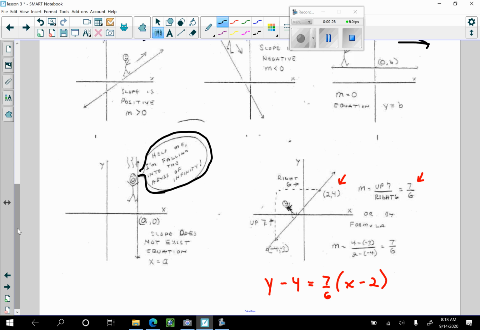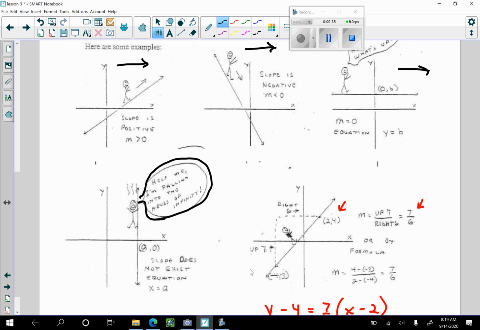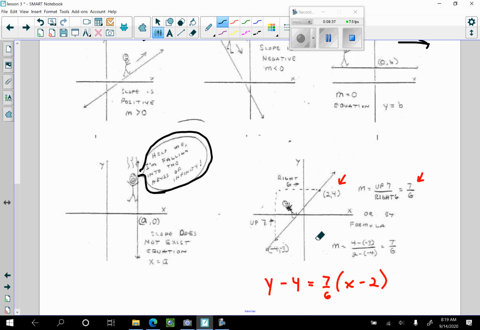Okay, so this is very easy. Positive slope, negative slope, zero slope, no slope, slope undefined. See, you can always use Stickman. Little Stickman's got a little backpack on him right here, to actually find the slope.